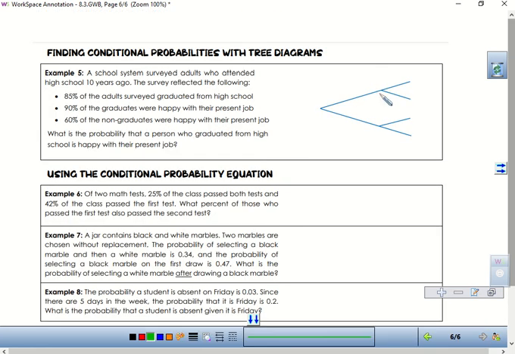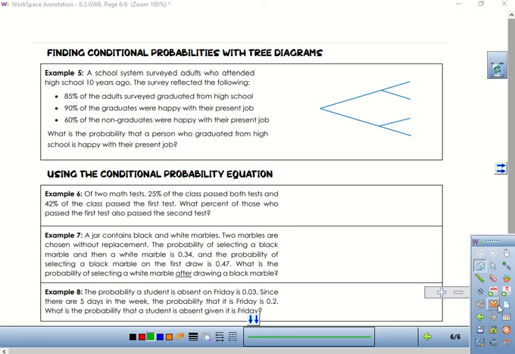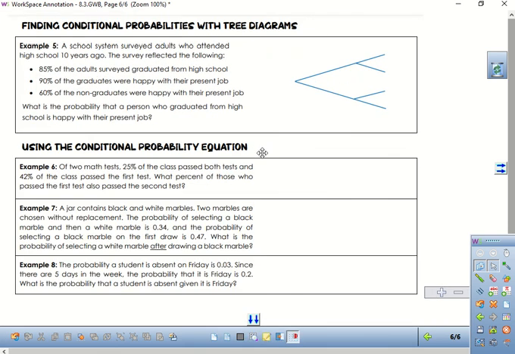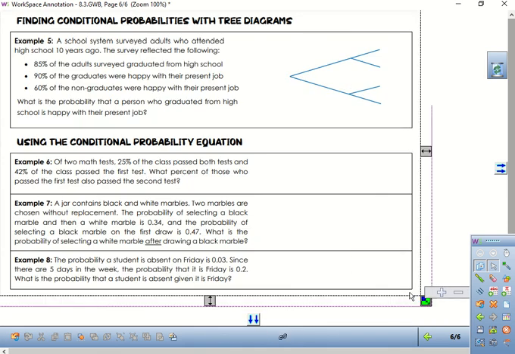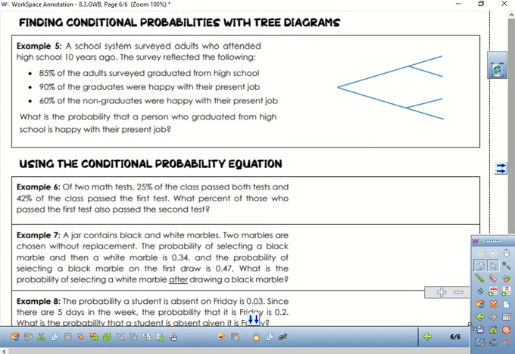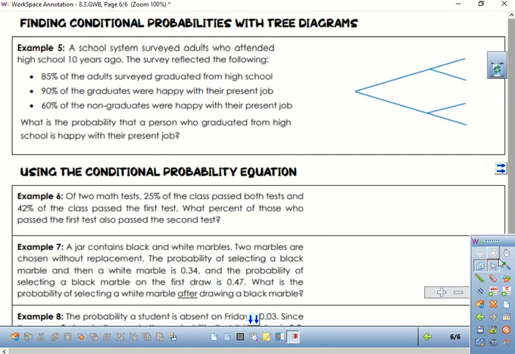Alright. So the next one we're going to be looking at is conditional probabilities using a tree diagram. So this is a little bit different representation of data. But I think I can make this a little bigger because it's kind of hard to read. So hang on a sec. I know there's a way. There we go. Okay, that's a little better.